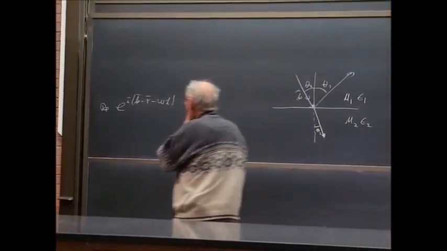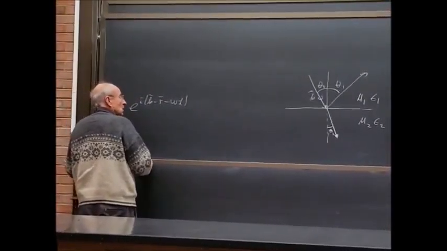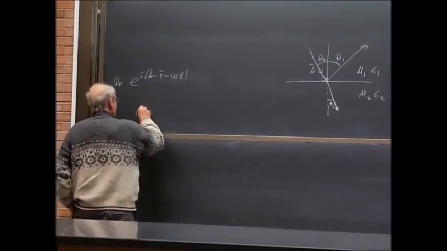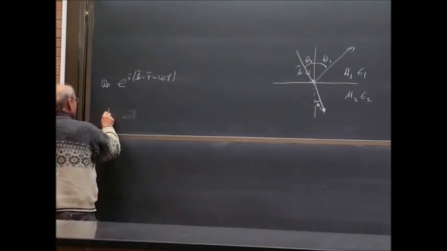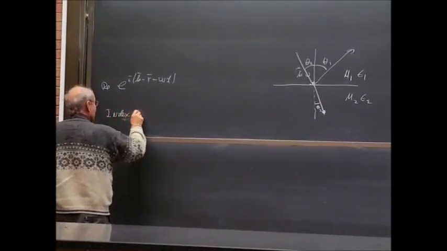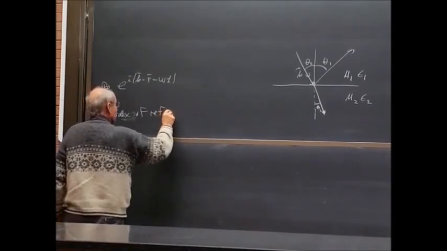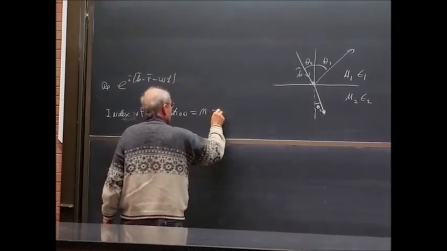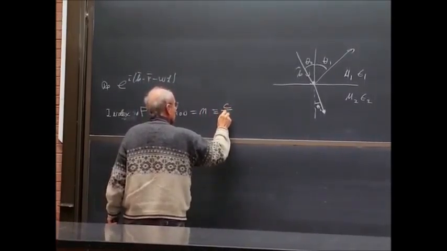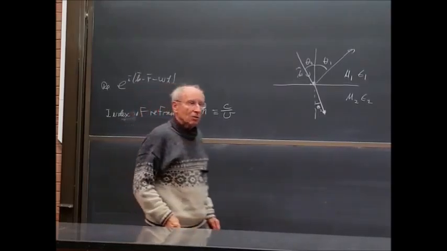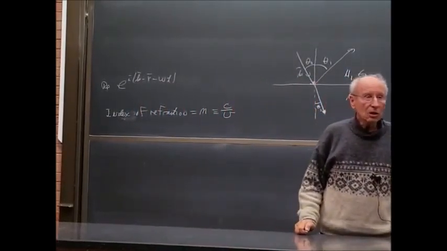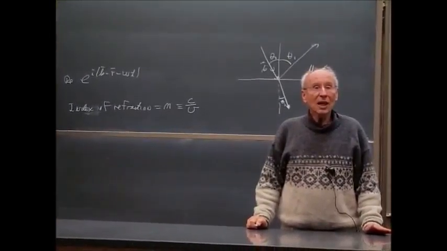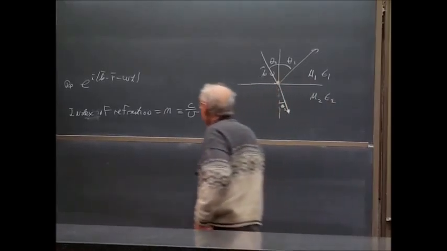Okay, now we're going to need a new parameter that we haven't discussed yet, and that is something called the index of refraction. Usually denoted by n, which is defined to be the ratio of the speed of light in vacuum over the speed of light in the material. In other words, it's a number that basically tells us how much light slows down when it enters the material.